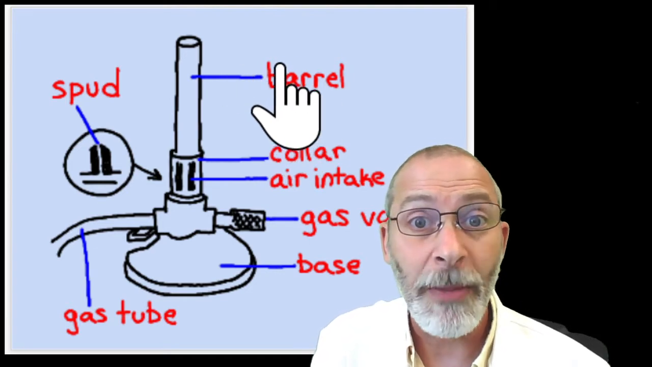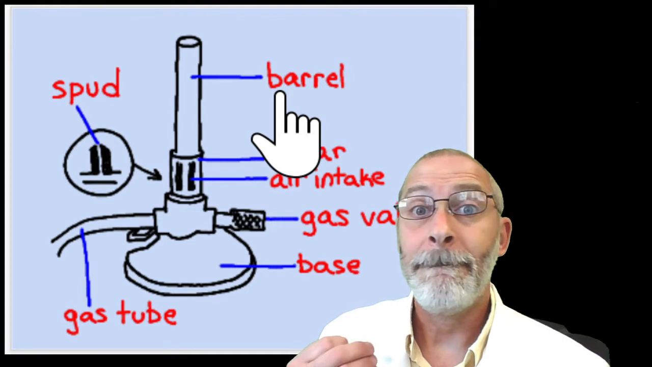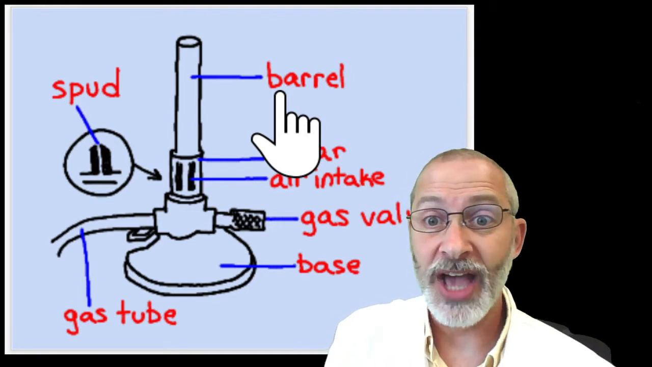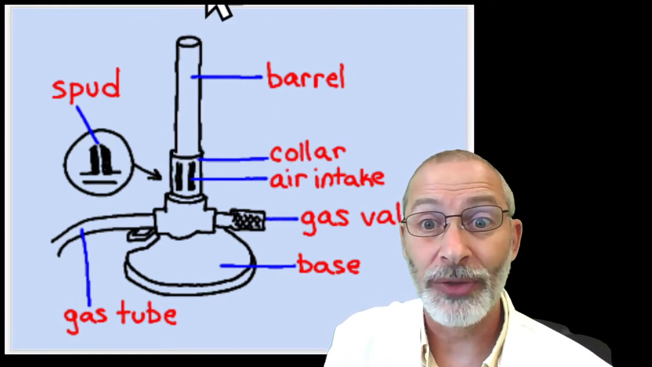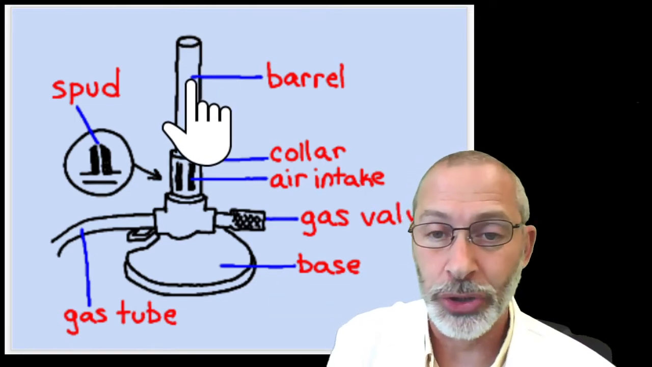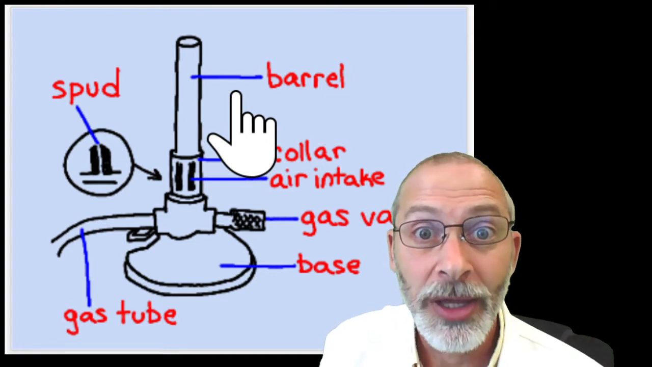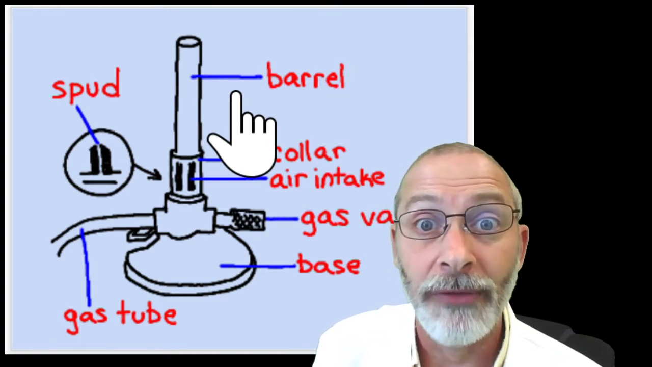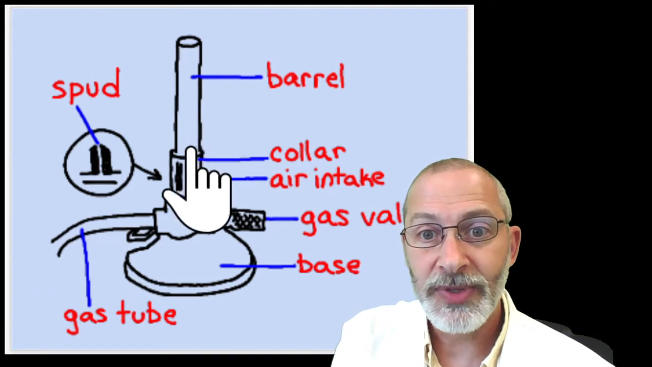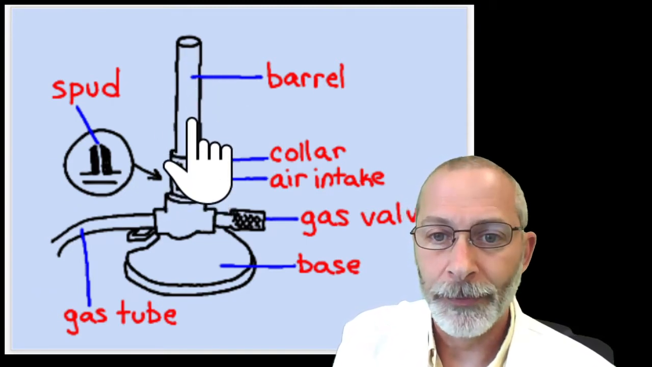So here we have the barrel, similar to the barrel of a gun. You've got something shooting out the end of the barrel. In the case of a gun, you've got a bullet shooting out of the barrel. In the case of a Bunsen burner, you've got the flame shooting out the barrel of the burner. So this top cylindrical shape right here on the top is called the barrel.